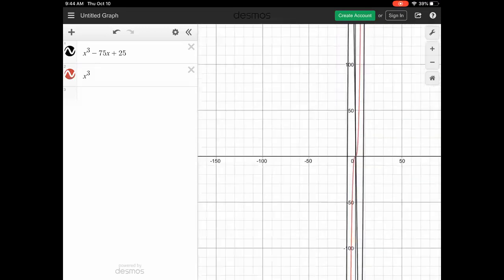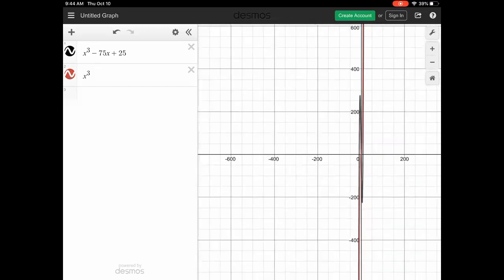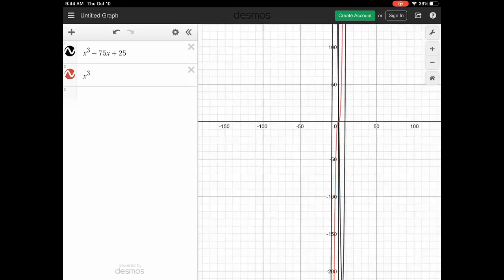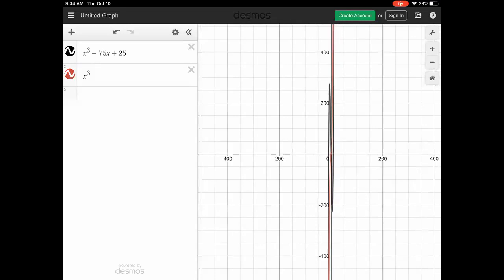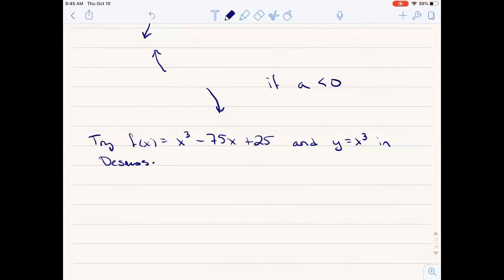But at the end of the day, despite that kind of weird activity in the middle, they take off and have the same end behavior. Right? Hard to see, I don't know. Can I go like this? Nah. Anyhoodle. They behave the same. Woohoo!